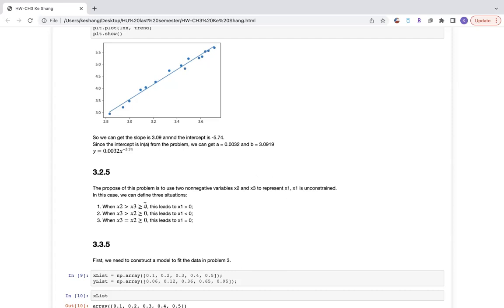So in this case, if x2 is larger than x3 and x3 is larger than 0, it will lead to x1 larger than 0. If x3 is larger than x2 instead, x1 will be negative. When x3 is equal to x2, this will lead to x1 equal to 0. So all of these three cases can represent x1, and x1 is unconstrained.